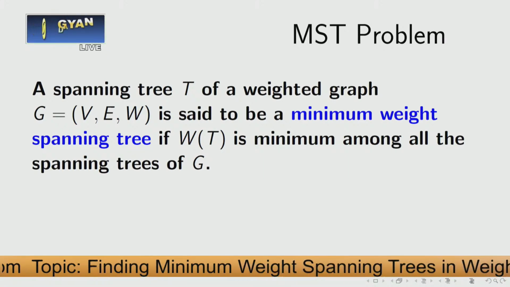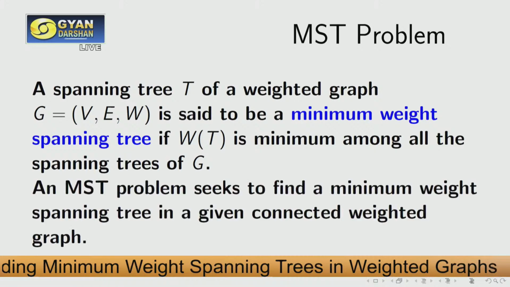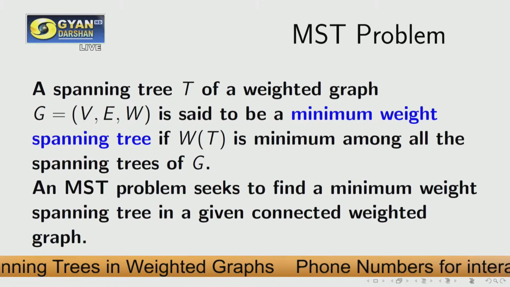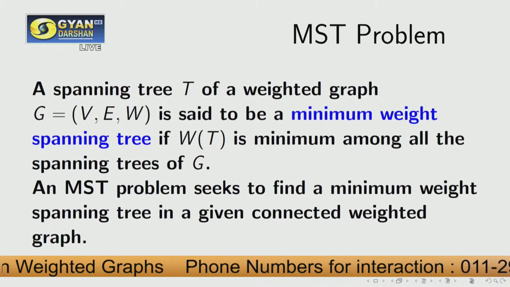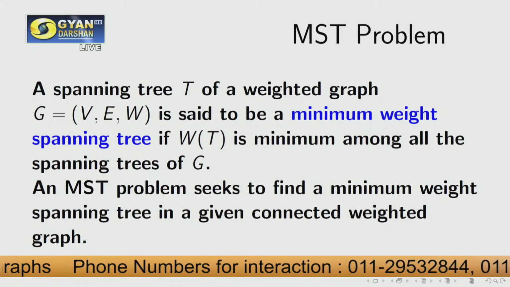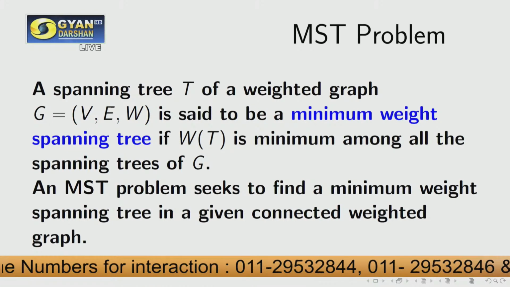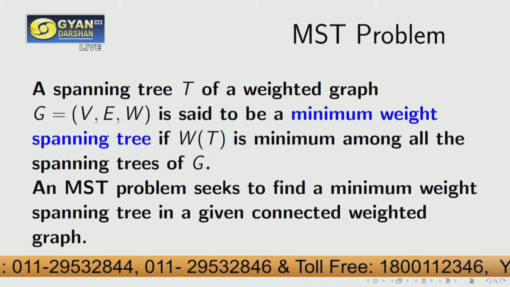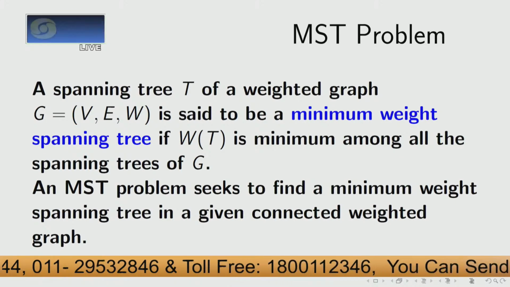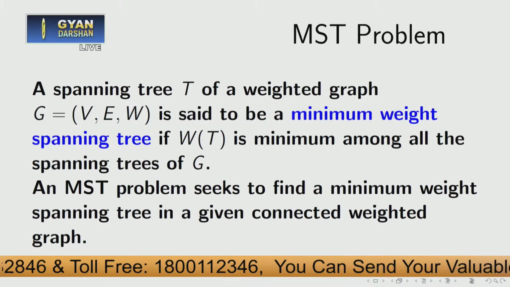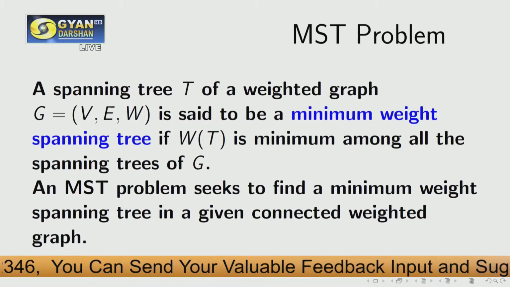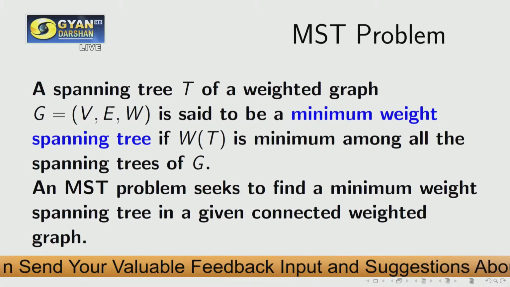Now what does the minimum spanning tree problem seek? It just seeks to find a minimum weight spanning tree in a given connected weighted graph. So as we have just said, this problem has a solution. You just collect all the spanning trees and just pick the one which has the minimum possible weight. So that way we get a solution.